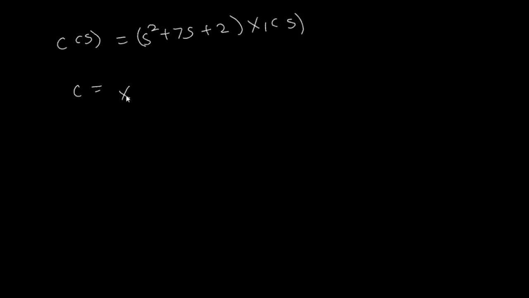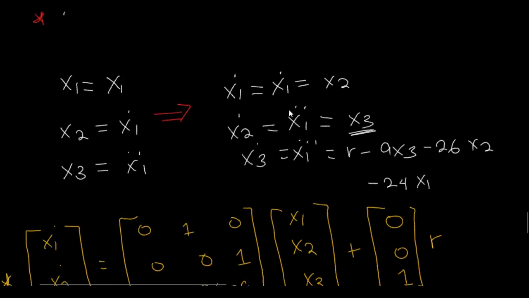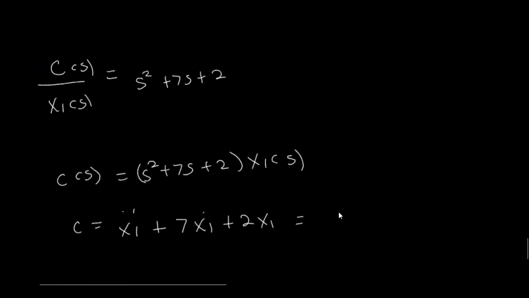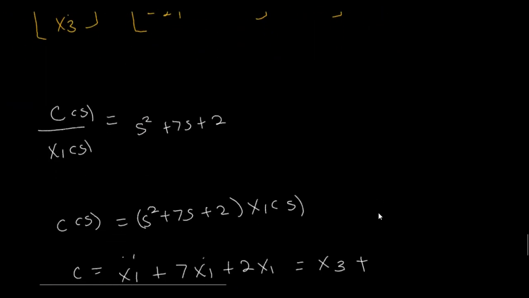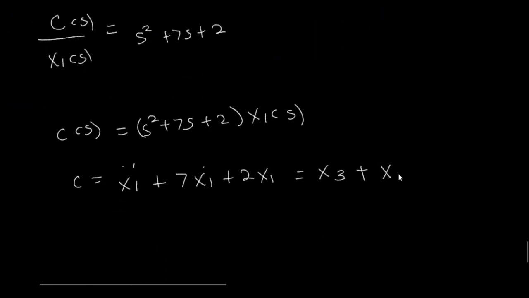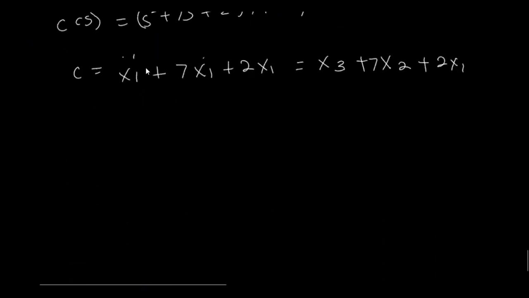So magiging C of t. Then ito ay x1 double dot plus 7x1 dot plus 2x1. Pero si x1 double dot, dito natin kukunin, which is x3. So, ito ay x3 plus 7x1 dot, x1 dot is x2, 7x2 plus yung 2x1 will be 2x1. Okay, kasi si x1 is x1 din. Okay? So, ito na yung ating output.